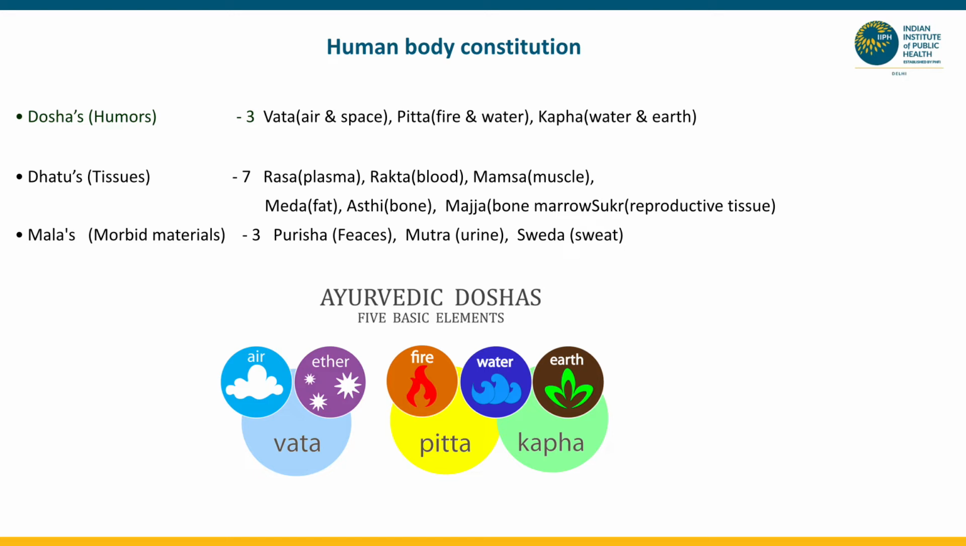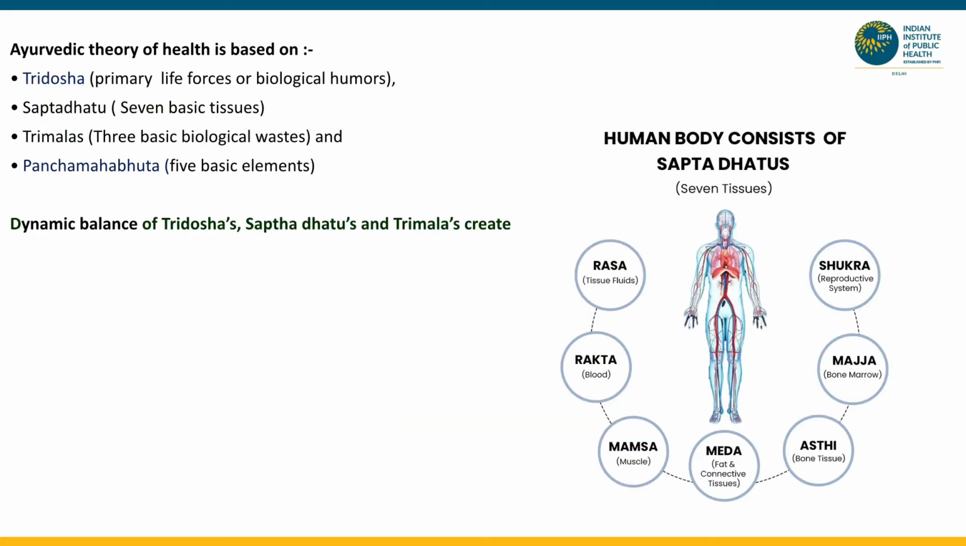Next we have tissues. The tissues are Rasa, Rakta, Mansa, Meda, Asthi, Majja, and Shukra, corresponding to plasma, blood, muscle, fat, bone, bone marrow, and reproductive tissues. As far as the morbid materials are concerned, they are the three main wastes of the human body, which are feces, urine, and sweat. So the whole of Ayurveda is based on these theories: the Saptadhatu theory, the three dosha theory, the three mala theory, and the five elemental theory.